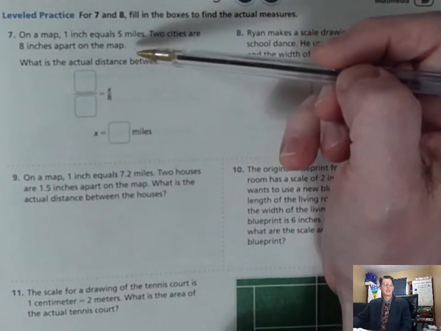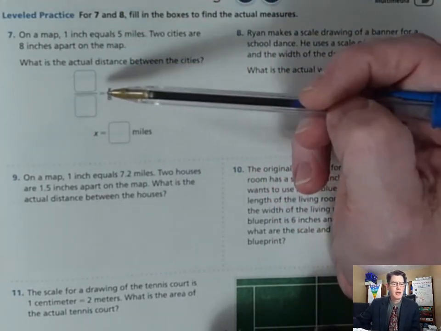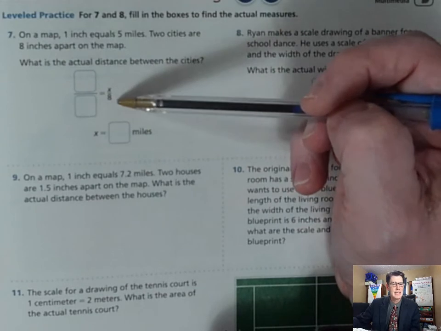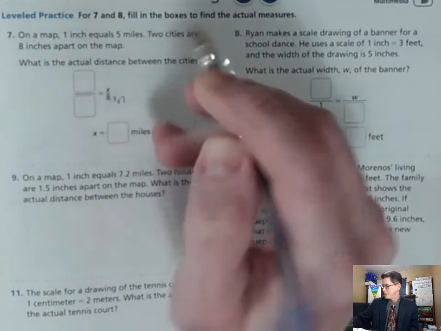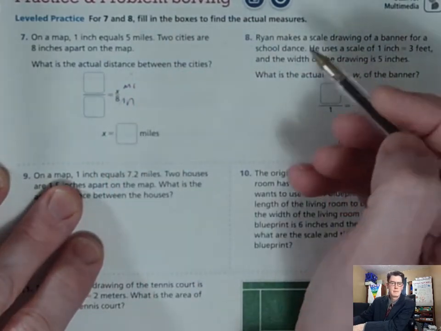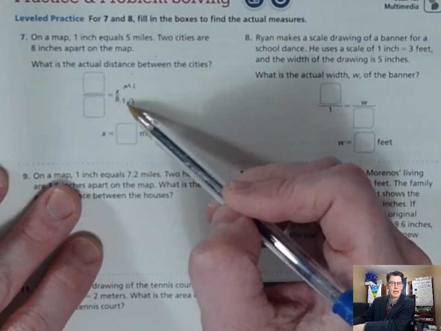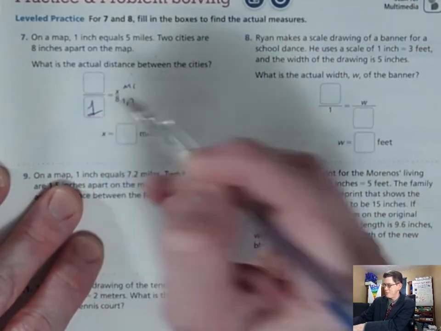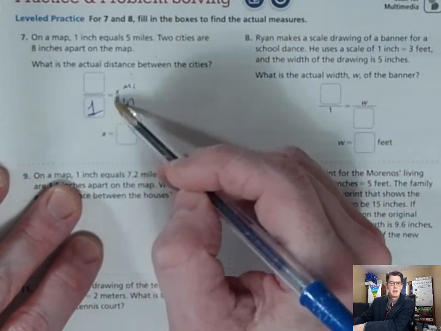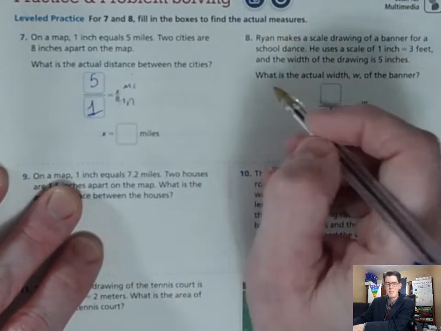On a map, 1 inch is 5 miles, and 2 cities are 8 inches apart. So write the proportion, but write it the same way. This is 8 inches, and they want to know how many miles. So 1 inch is 5 miles. So the 1 inch, let's see, 8 inches. So we have to put the 1 at the same place the 8 is because it's inches. And miles, the X is on top. So the 5 miles has to go on top as well.